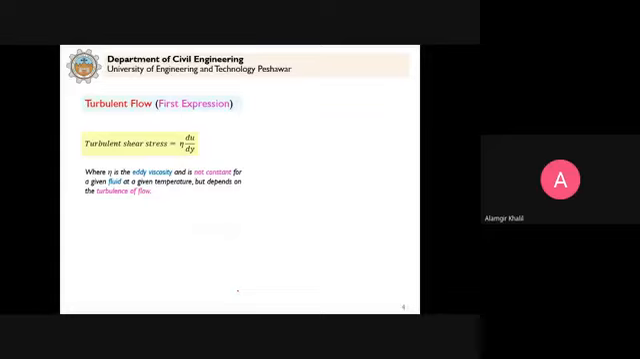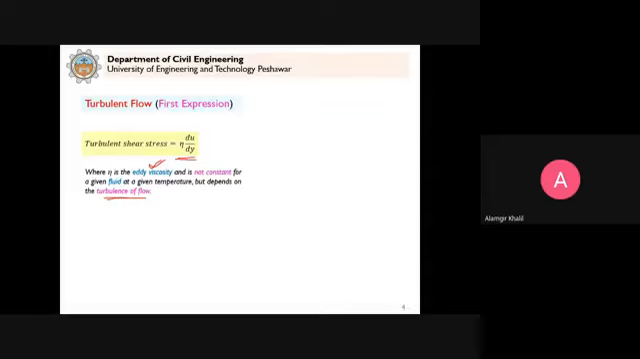Then we discussed turbulent flow. In case of laminar flow, we have the expression for the shear stress that is based on Newton's law of viscosity. Proceeding in a similar fashion, we said that for turbulent flow, the shear stress can be represented by this expression, where eta is the eddy viscosity. This eta is not a constant for a given fluid, but it depends on the turbulence of flow.